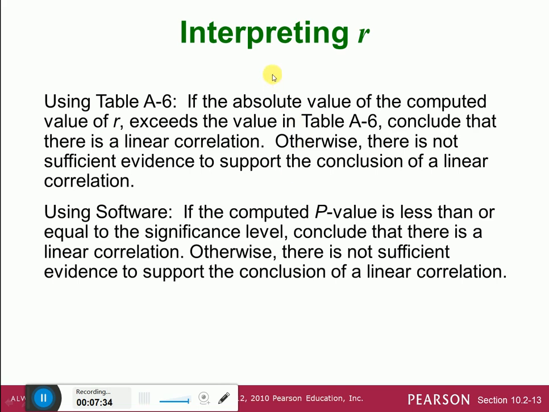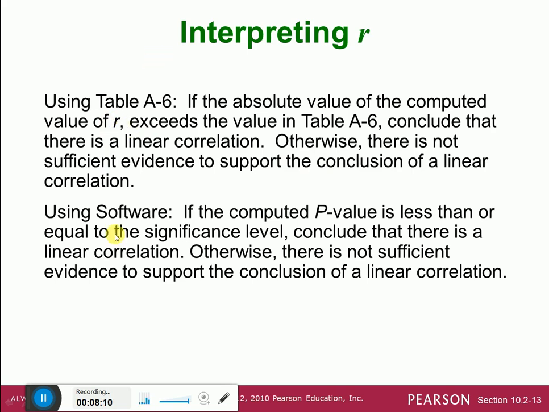Now, interpreting the value of R, we will use Table A-6 from the textbook. If the absolute value of R that you compute exceeds, or is bigger than, the value in Table A-6, then you can conclude that there is a linear correlation. Otherwise, there is not sufficient evidence to support the conclusion of a linear correlation.